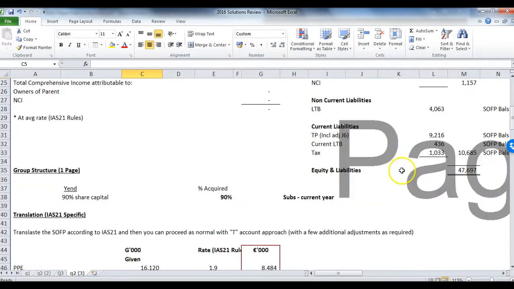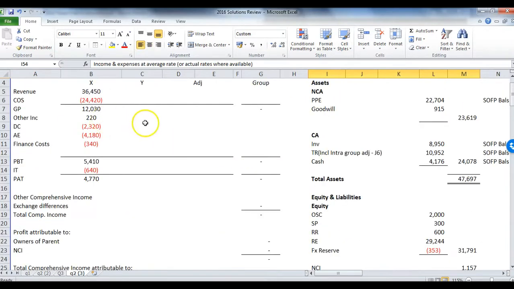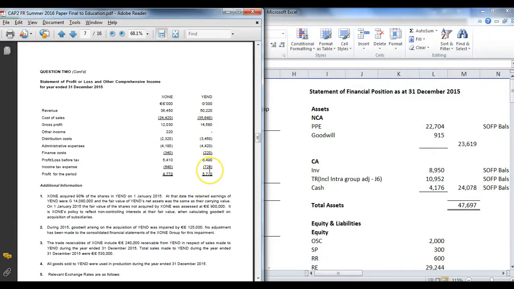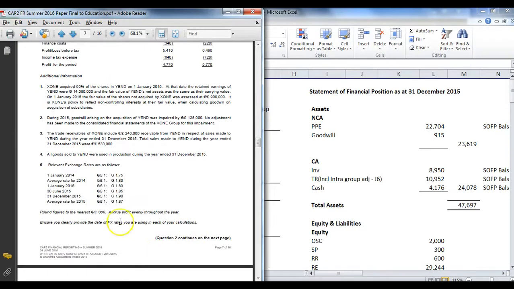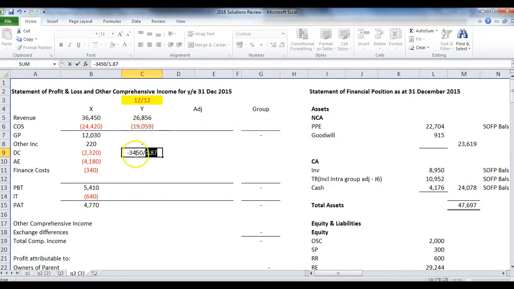So remember the rules of IAS 21, income and expenses are at the average rate. So you're going to translate the SPLOCI given in the question, for example here, into the average rate using 1.87, the average rate for 2015. So that will give you 50220 divided by 1.87 minus 35640 divided by 1.87. Other income is nothing. Minus 3450 divided by 1.87. So you can see it's fairly mechanical. 4420 divided by 1.87.